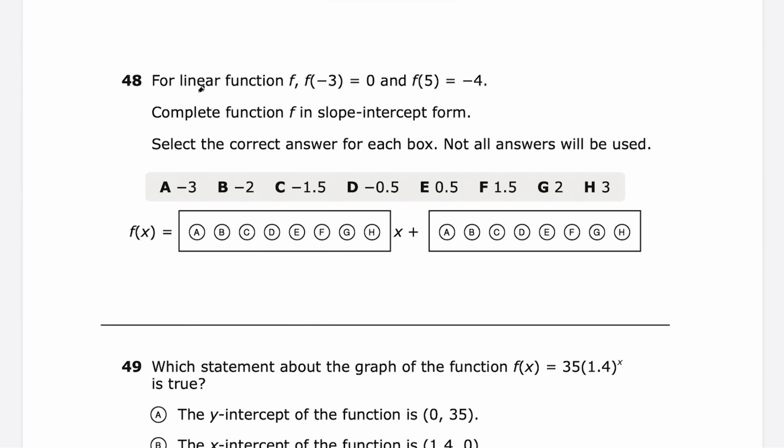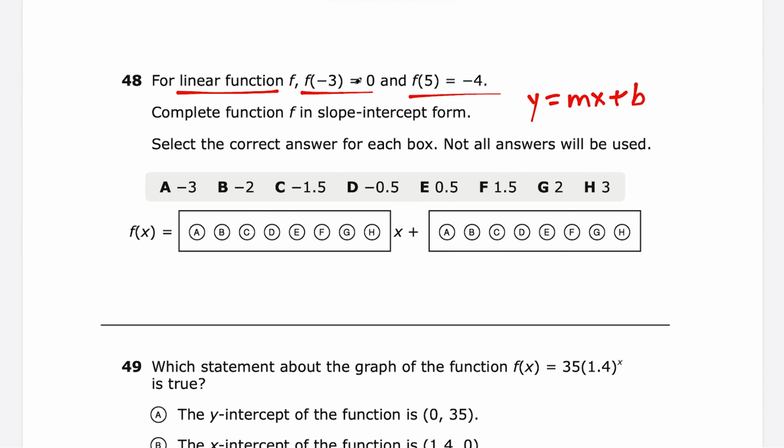Question 48, we have a linear function f, and we have f of -3 equals 0 and f of 5 equals -4. And we have to complete function f in slope-intercept form. So what we have here is f of x equals some number times x plus some number. So they're writing f of x in mx plus b form. So we need to come up with the equation y equals mx plus b for this question.